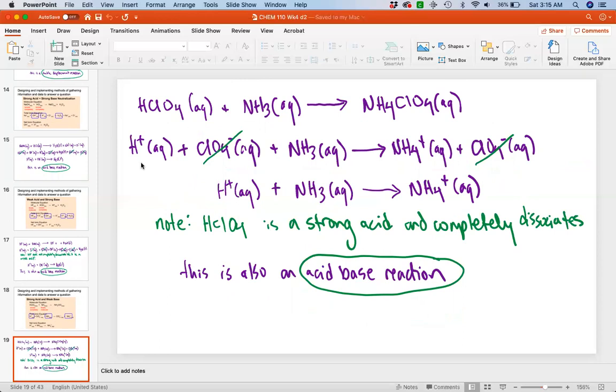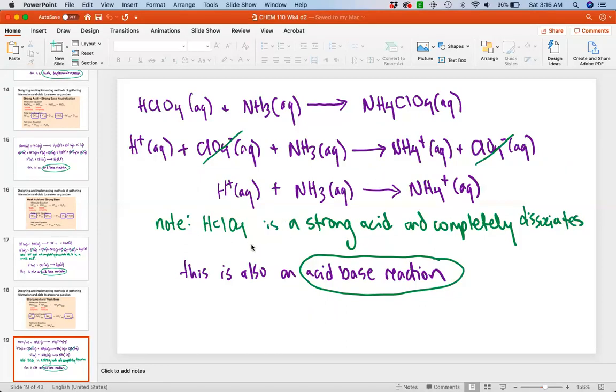So when it ionizes, we form H plus, which is an aqueous ion, the ClO4 minus, which is also an aqueous ion, and then our ammonia stays mostly together because it is the weak base. We form ammonium, which is our positively charged cation, and then our ClO4 minus, which is our negatively charged anion. And so our anions can cancel because those are the same on the left as they are on the right. And what we form is ammonium. So our H plus NH3 goes to form ammonium.